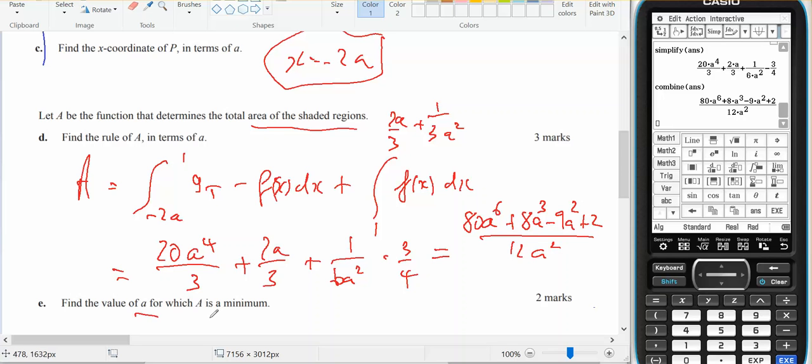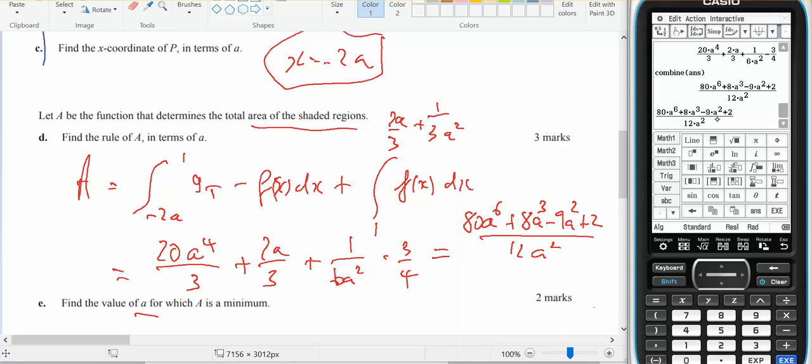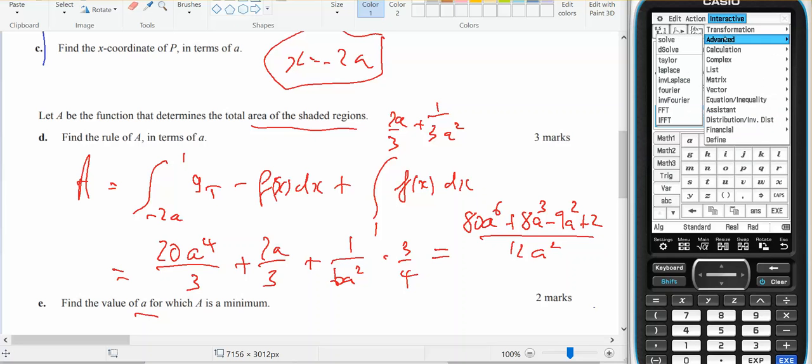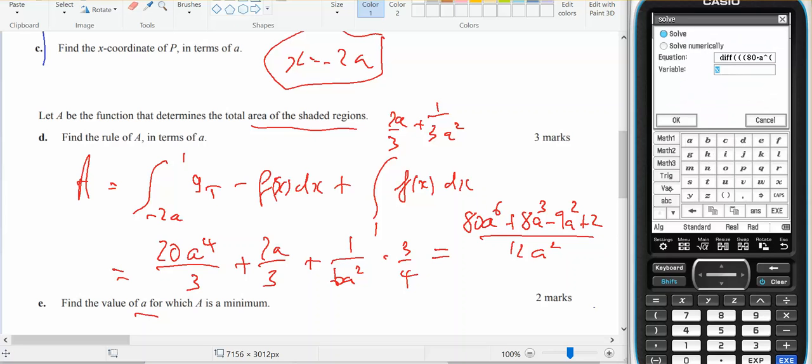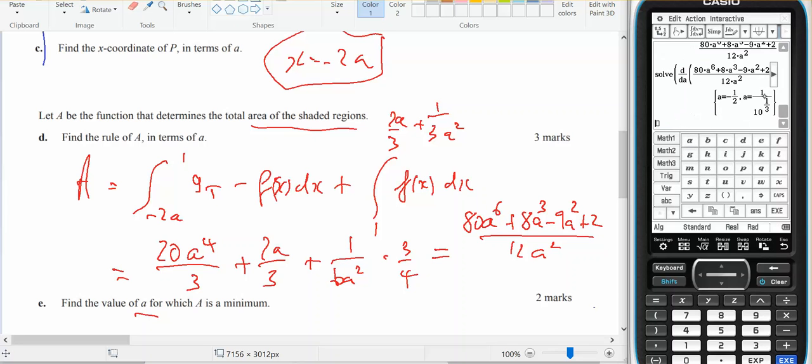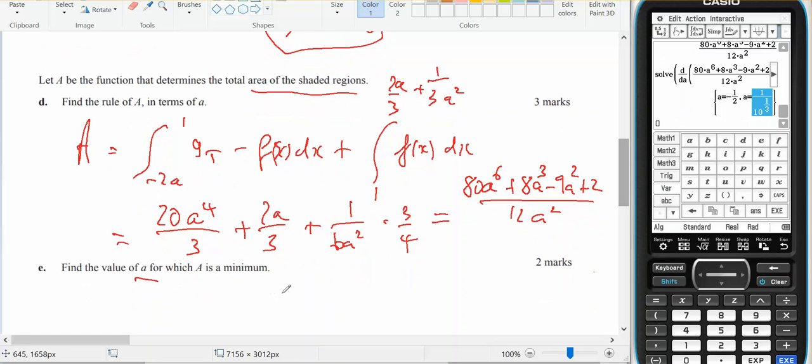Find the value of a for which A is a minimum. So if I take that and take the derivative of it with respect to a, set it equal to 0, and solve for a. So that value of a is going to be a minimum. So dA equals 0, solve for a. That's my method. And a equals 1 on 10 to the 1/3.